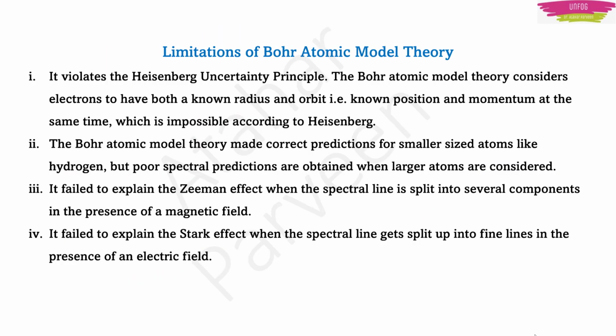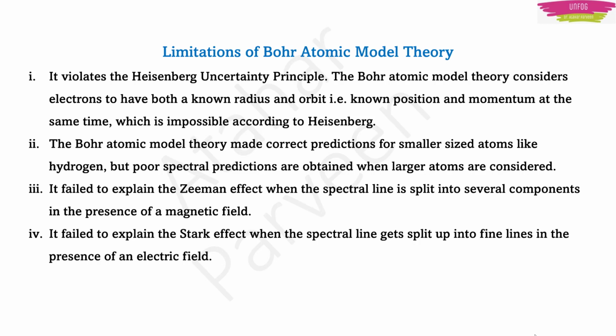Now there are some limitations of the Bohr atomic model. This is very important because these points may be asked as multiple choice questions in your examination. Okay. So what is the first limitation? It is that the Bohr atomic model violates Heisenberg's uncertainty principle. Okay. The Bohr atomic model considers electrons to have both known radius and orbit. Means at a time, position and momentum it is not possible to measure, right, from Heisenberg's uncertainty principle. So this is one limitation of Bohr's atomic model.